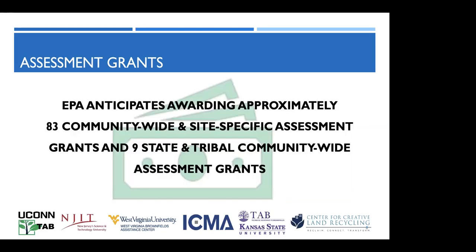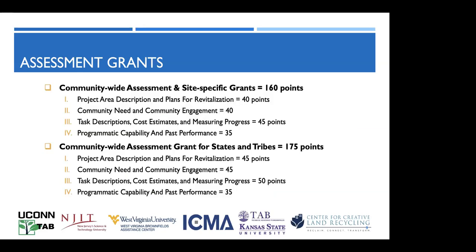EPA anticipates awarding approximately 83 community-wide and site-specific assessment grants and 9 state and tribal community-wide assessment grants this solicitation cycle. Next slide, please. What I have on this slide is basically the breakout for the scoring. Your regular community-wide assessment and site-specific grants will get you a total of 160 points, and the community-wide assessment grant for states and tribes, a total of 175 points. You can see from the breakout what sections have an additional 5 points on them. Next slide, please.